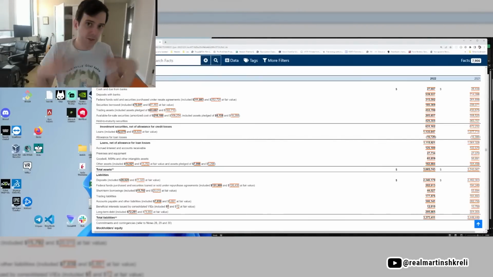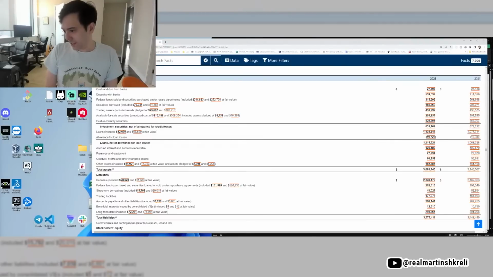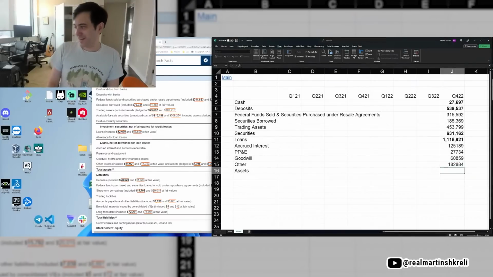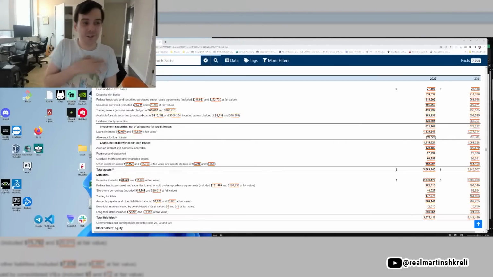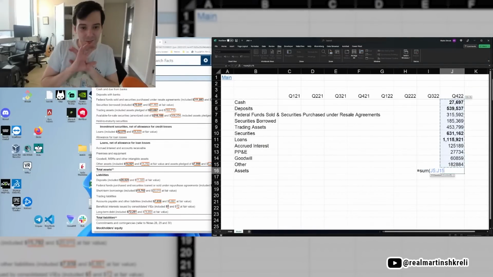These are all basically the buildings and servers of JP Morgan, and that's 27 or 28 billion. The goodwill is not insubstantial at 61 billion, and then they have other assets. And the scary thing about other assets, right, is it's 182 billion, and you have no idea what it is. Hopefully they explain it somewhere in this massive document. And it could be one footnote in this whole document that blows everything up.